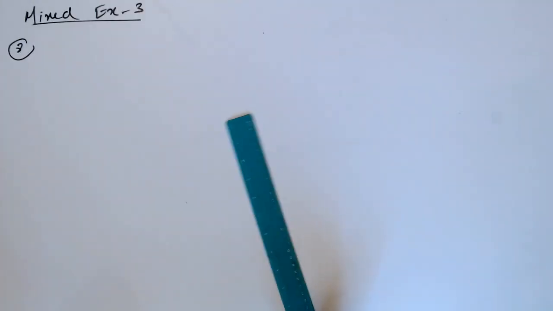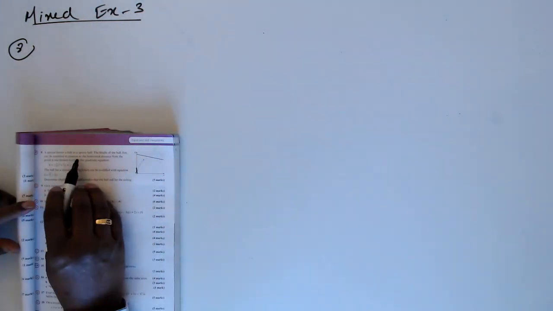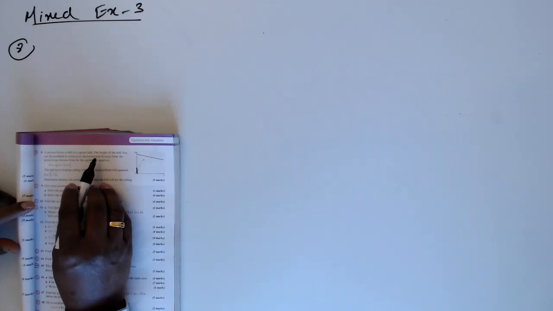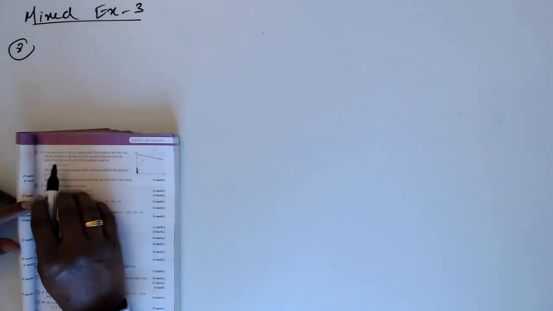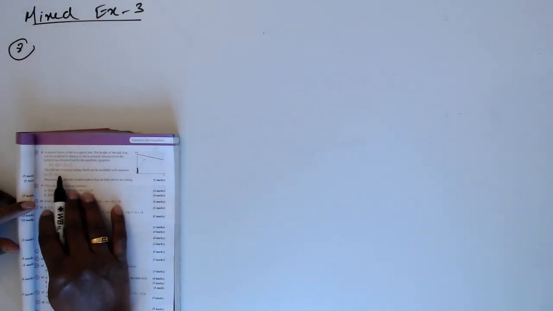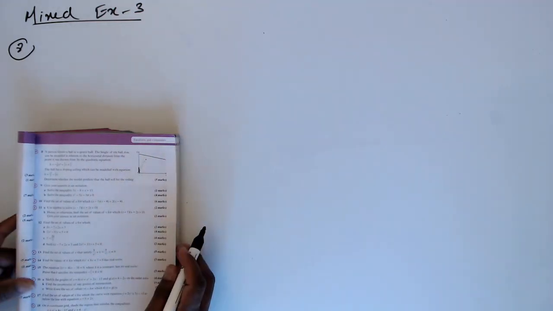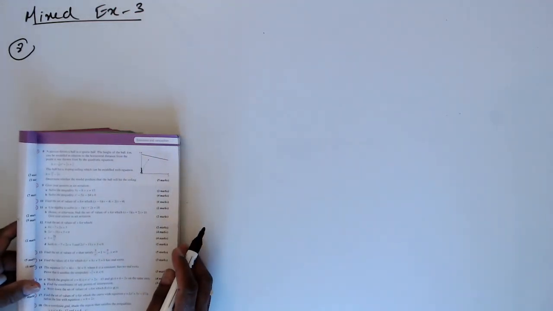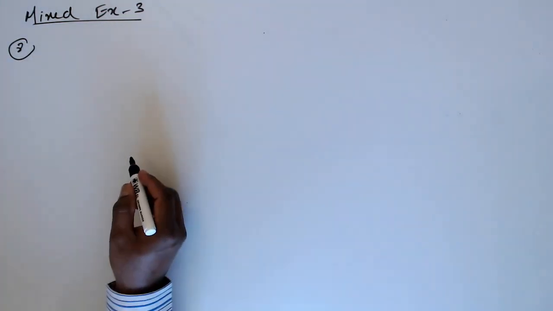It's exercise 3, question number 8. Now let's discuss. A person throws a ball in a sports hall. The height of the ball h can be modeled by this quadratic equation. The ceiling has a slope. Determine whether the model predicts that the ball will hit the ceiling.